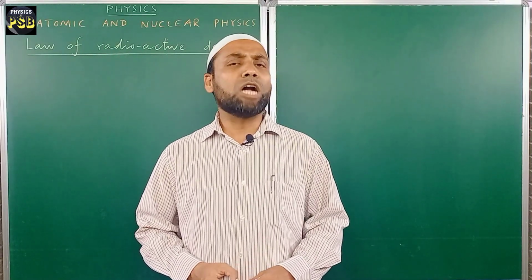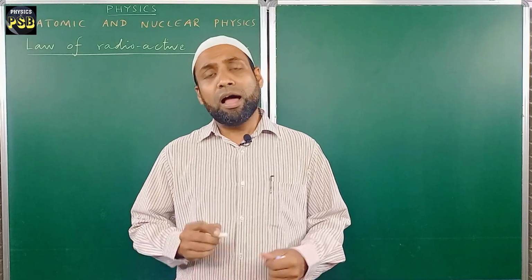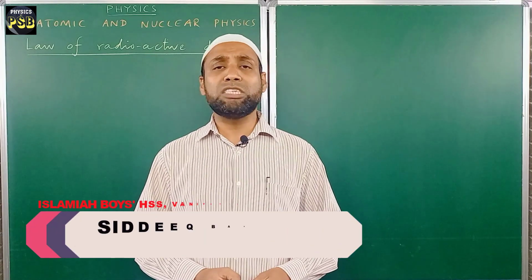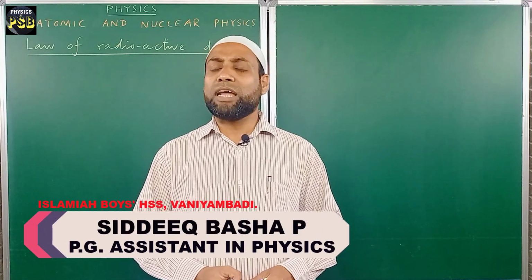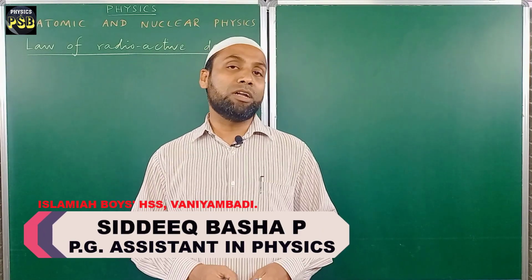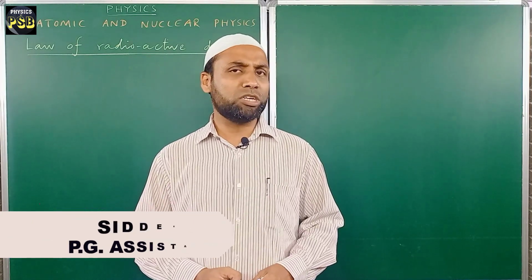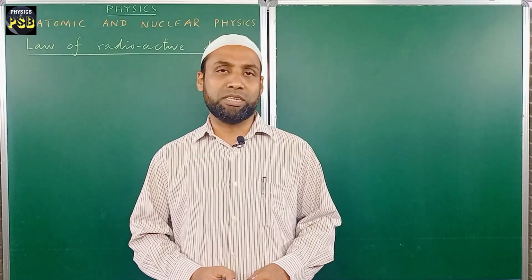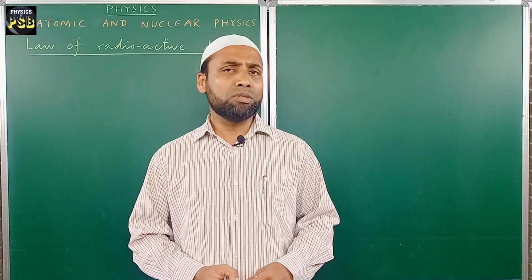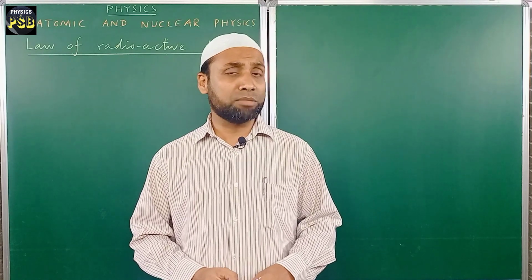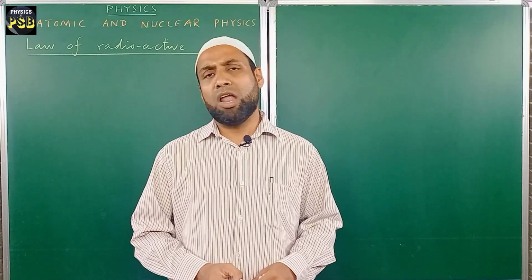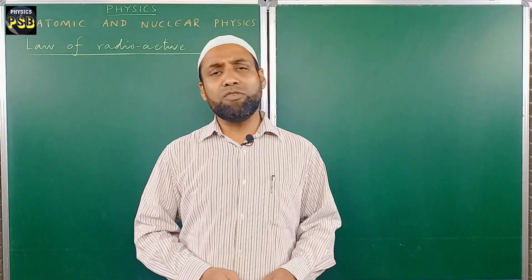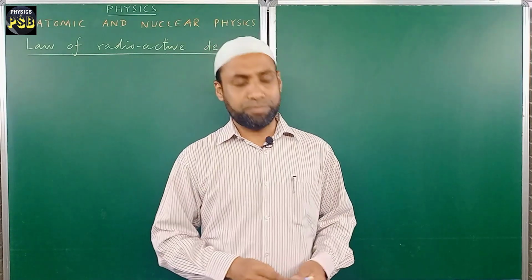Elements whose atomic number is more than 82 have unstable nuclei. These unstable nuclei try to become stable by giving out radiation. We call such elements, or such a substance, a radioactive substance. To know the rate of decay of such a radioactive substance, there is a law called the law of radioactive decay. In this video, we are going to discuss this law.